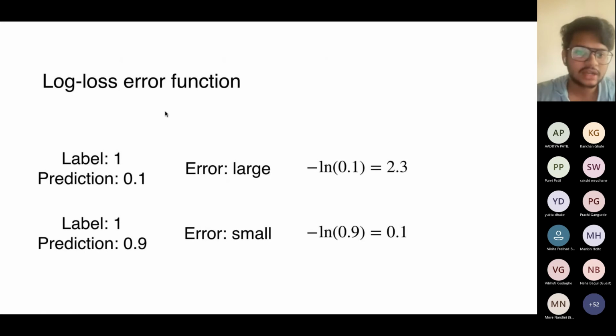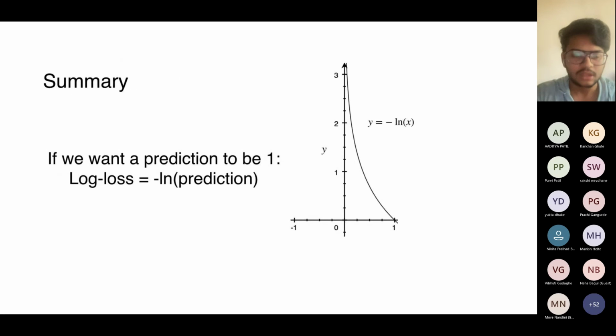The log error function we take is the logarithm of the prediction value as the error function here. Step by step I will make it more clear to you. So let's take the log error. Just remember that we always take the log of the prediction, the log of the output.